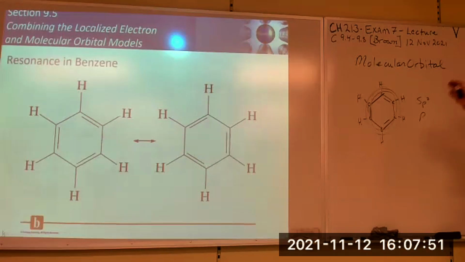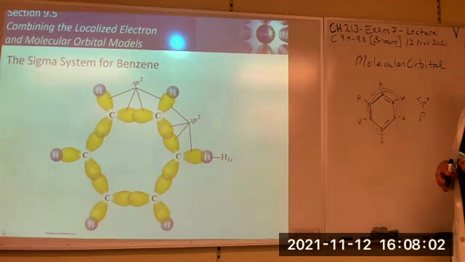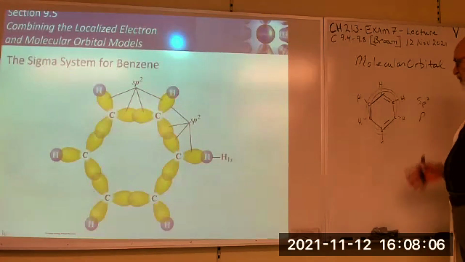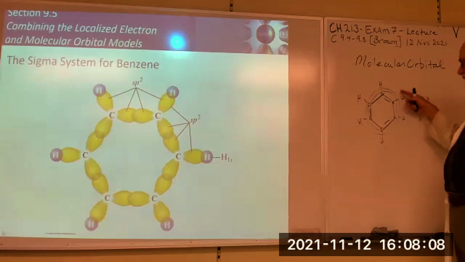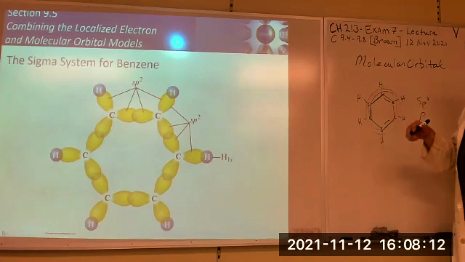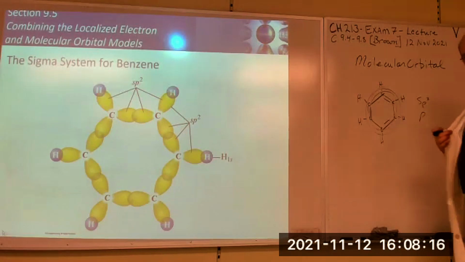So there's our resonance structure for benzene. Aromatic, that's the magic word. These aromatic molecules are extremely stable, and it's because of that delocalized electron density that puts them at lower energy. They're much more stable.